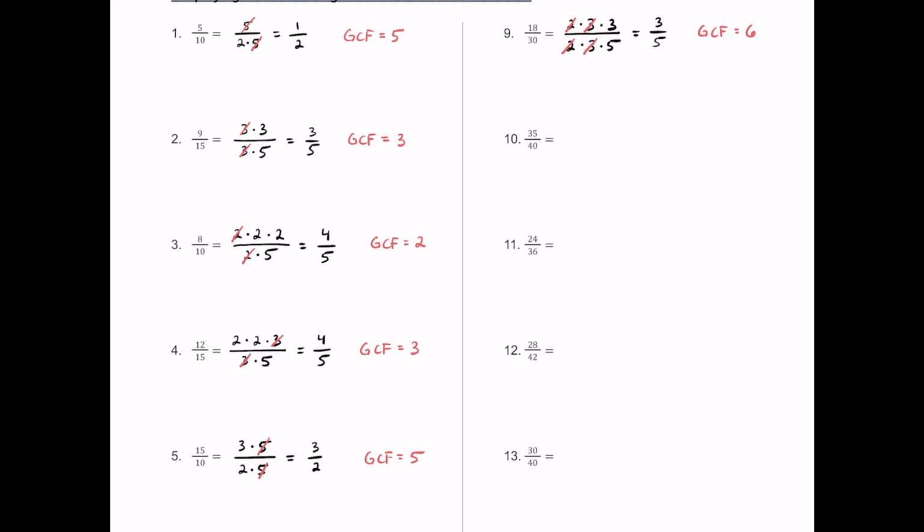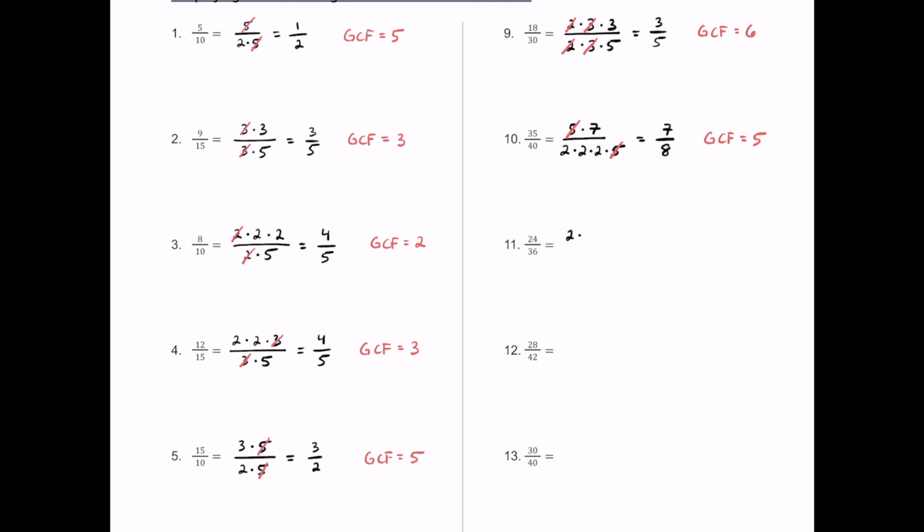For number 10, we have 35 over 40. 35 breaks into 5 times 7. Those are the prime factors. 40 breaks into 2 times 20. 20 breaks into 2 times 10. 10 breaks into 2 times 5. So that's the prime factorization for 40. Top and bottom both have a 5, cross them out. That's going to be the GCF. We're left with 7 over 2 times 2 times 2, that's going to be 8. So we have 7/8. And technically, what did we divide top and bottom both by? The GCF was 5.